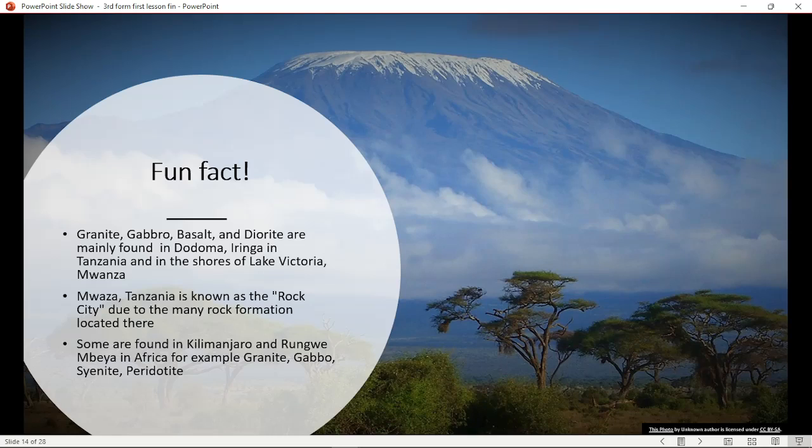Granite, gabbro, basalt, and diorite are mainly found in Dodoma, Tanzania, and the shores of Lake Victoria, Rwanda. This is a fun fact. This is not something you need to remember for sure, but you can never have too much knowledge, right?